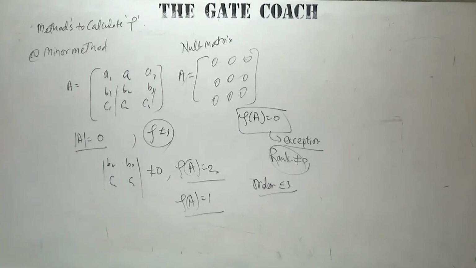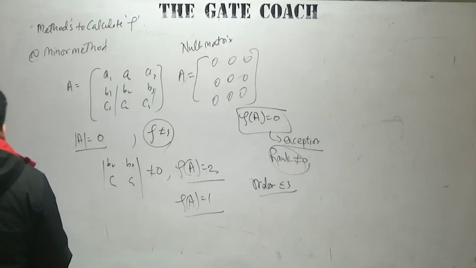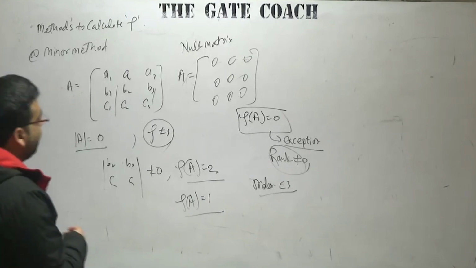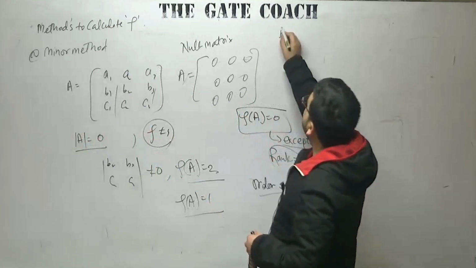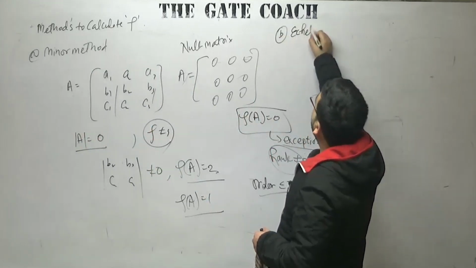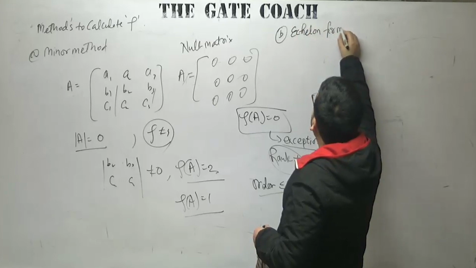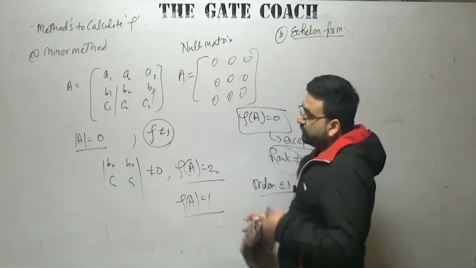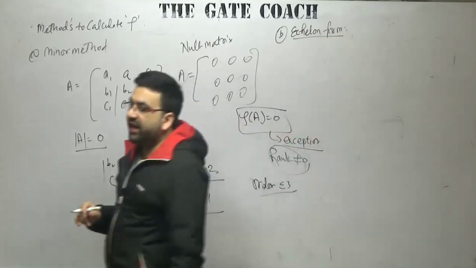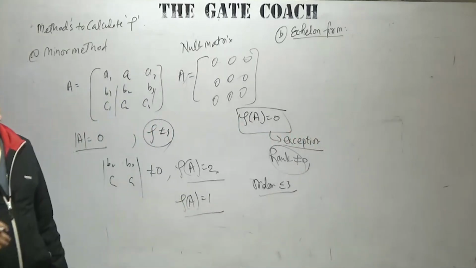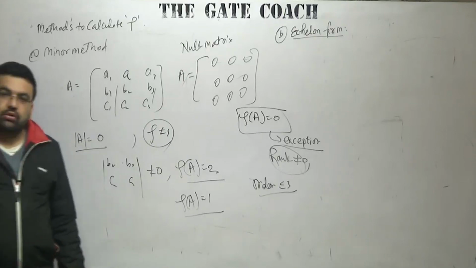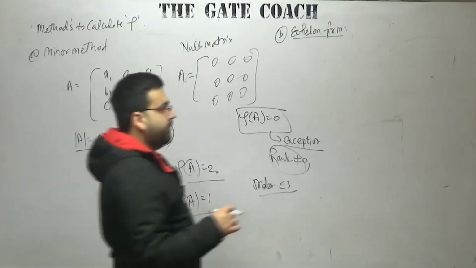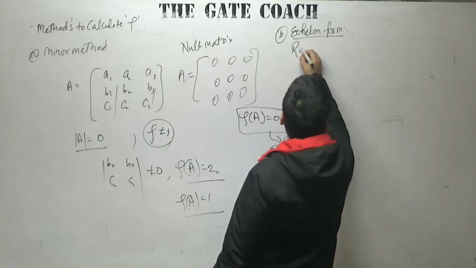The next method is by using Echelon form, and that is one of the simplest methods. Method B is by Echelon form. While calculating the rank of the matrix in the Echelon form, always remember that you just apply the row transformation. Do not go for column transformation, just go for row transformation.